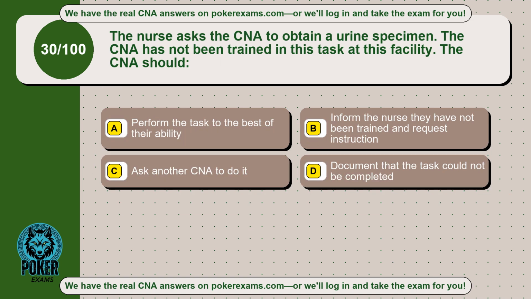Question 30. The nurse asks the CNA to obtain a urine specimen. The CNA has not been trained in this task at this facility. The CNA should: Option A, perform the task to the best of their ability. Option B, inform the nurse they have not been trained and request instruction. Option C, ask another CNA to do it. Option D, document that the task could not be completed.